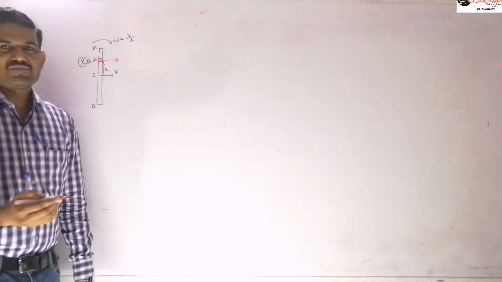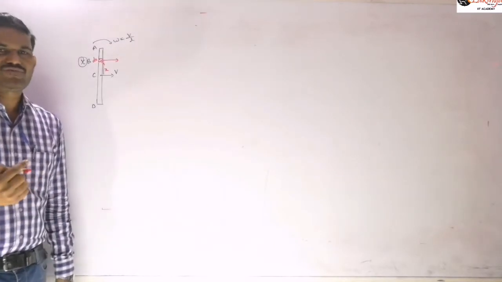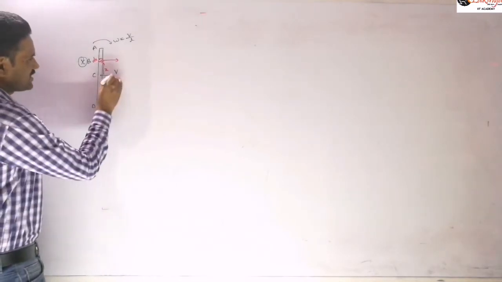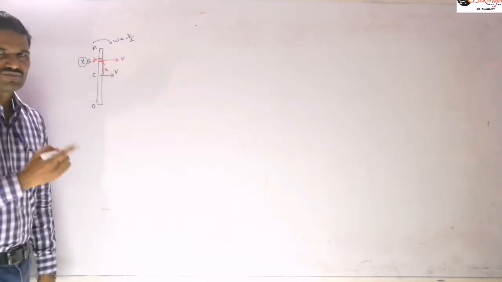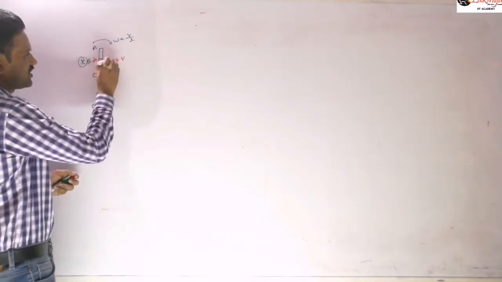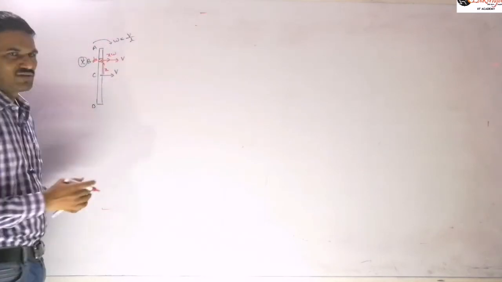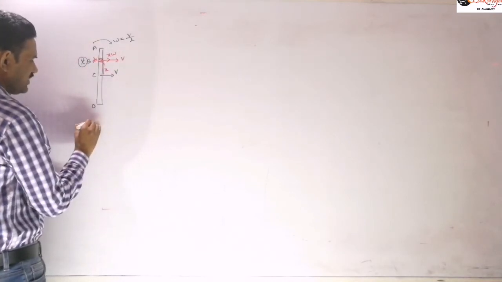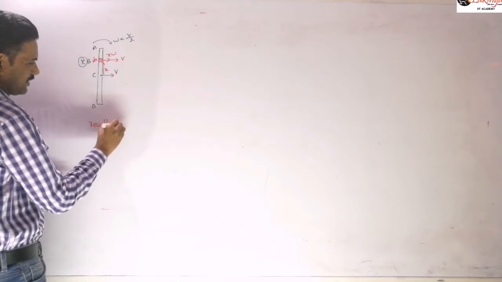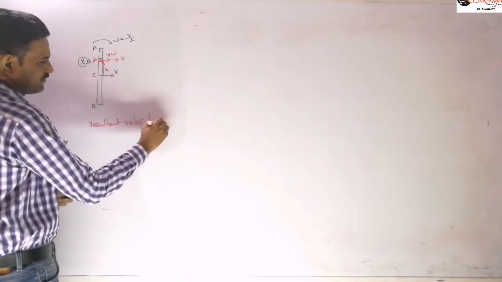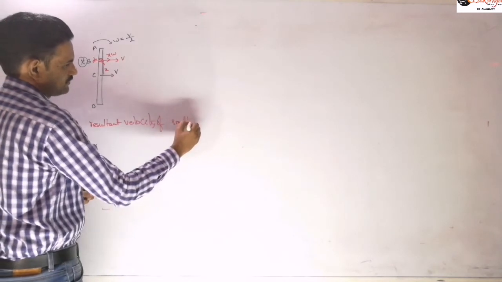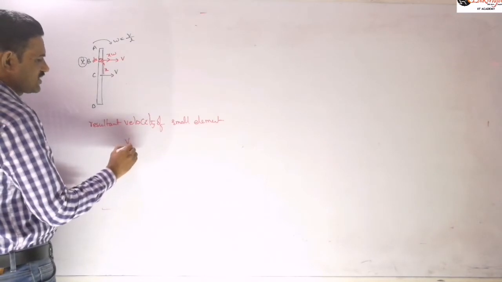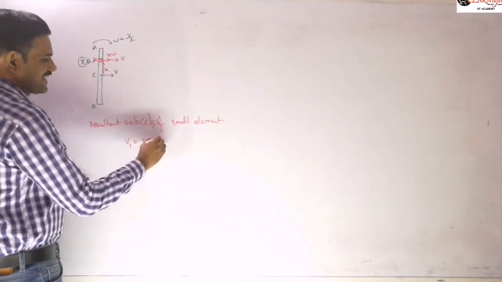So the velocity of that element is a superposition of velocity due to translatory motion and velocity due to rotatory motion, right? The velocity due to translatory motion is the same as the velocity of the center of mass, v. And next, the velocity due to rotatory motion is x omega along this direction, right? So the resultant velocity of this small element, let us take this as V1, will be V plus x omega.